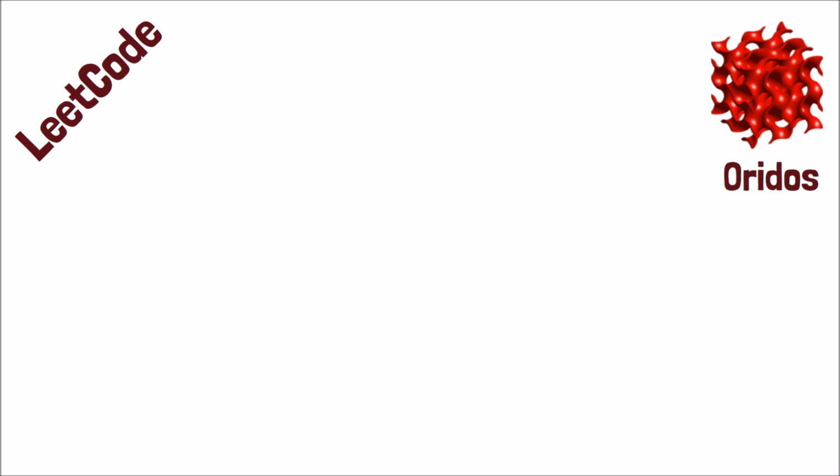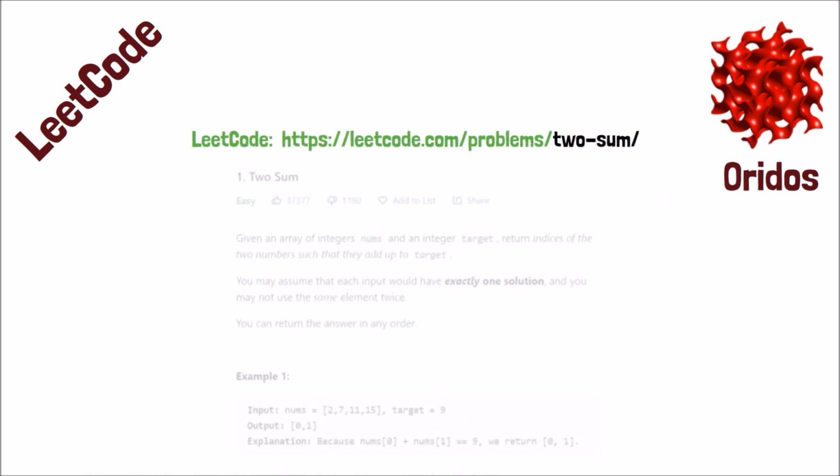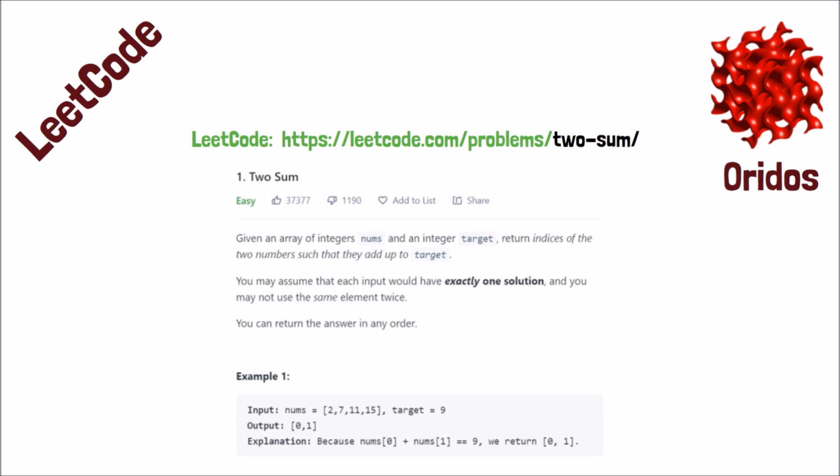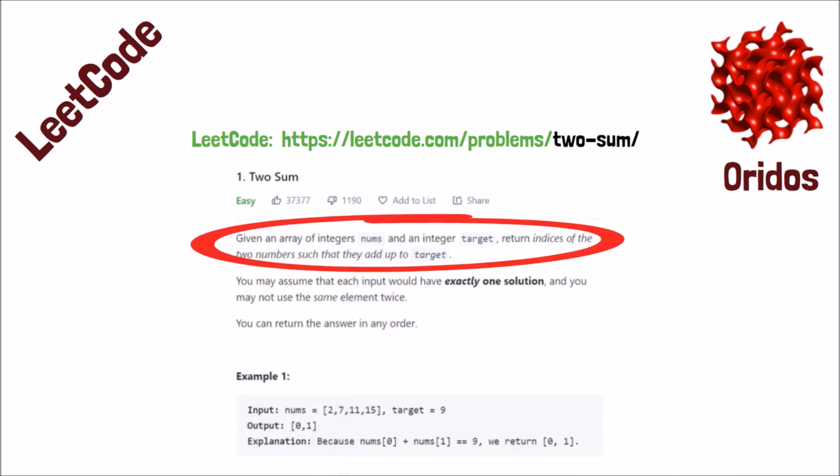Alright, the first and most popular question from LeetCode is the two-sum question. Here is the link to the question, and here is the screenshot of the question. Basically, for a given array of integers and a target integer, we want to return indices of two numbers that add up to the target integer. I will walk through the question and examples in detail in a minute.